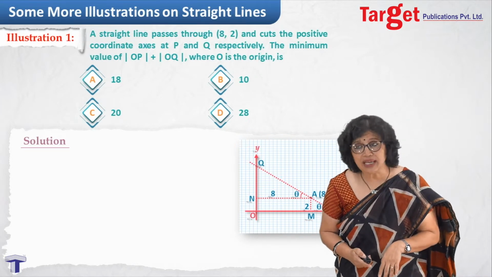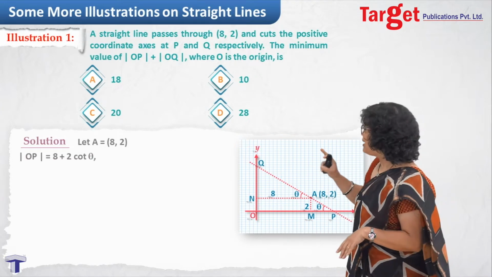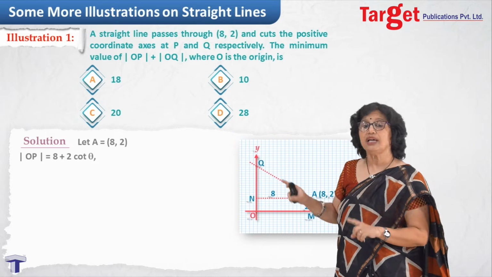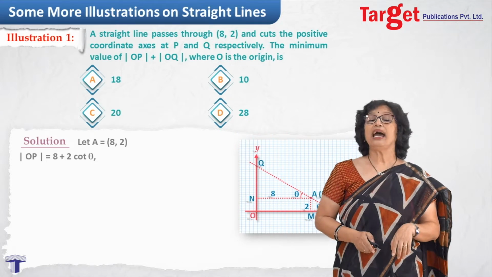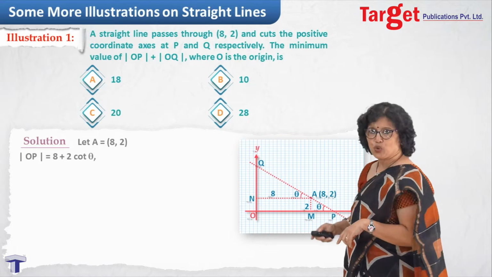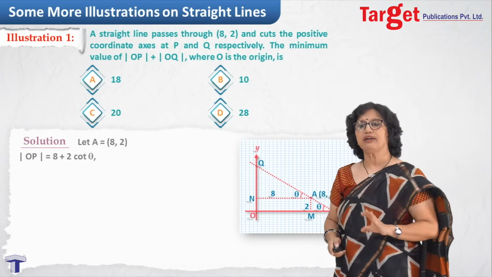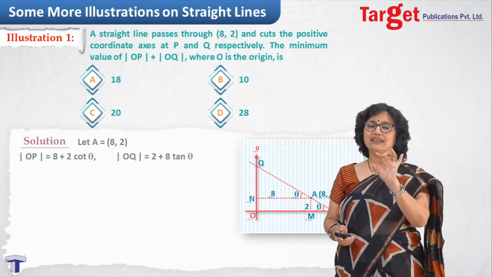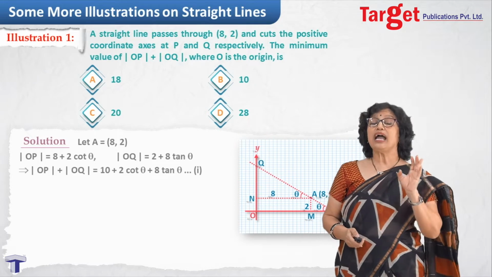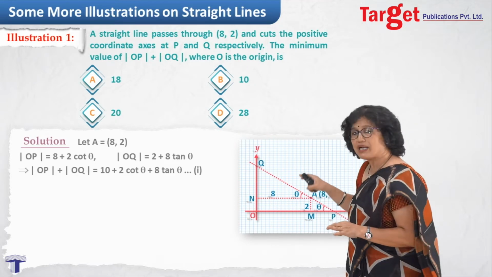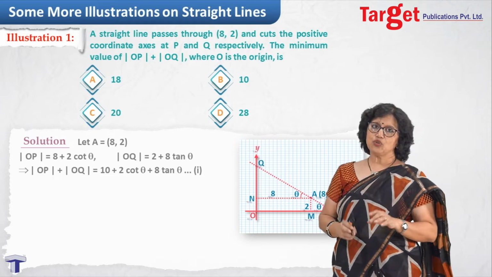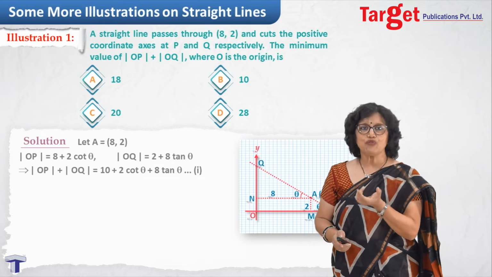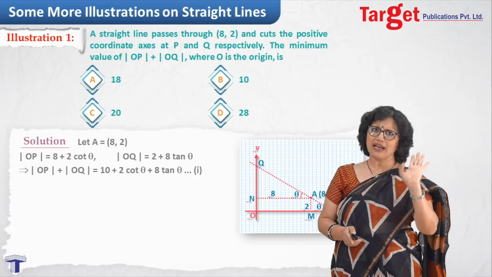Fine. Now, from here, I try to write length OP. I have shown in the picture theta. Mind you, this theta is not the inclination. I am showing only the angle as theta. Length OP turns out to be 8 plus 2 cot theta, which is understandable from the figure, and OQ is 2 plus 8 tan theta. So tan theta and cot theta are variable quantities. OP plus OQ is 10 plus 2 cot theta plus 8 tan theta. So 2 cot theta plus 8 tan theta is a variable quantity for which we have to find the minimum. 10 remains constant, which can be added only at the end.